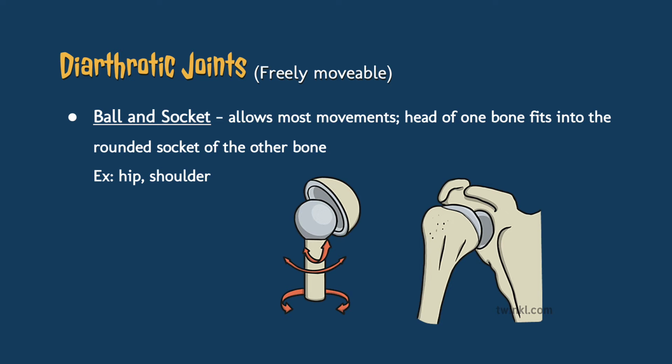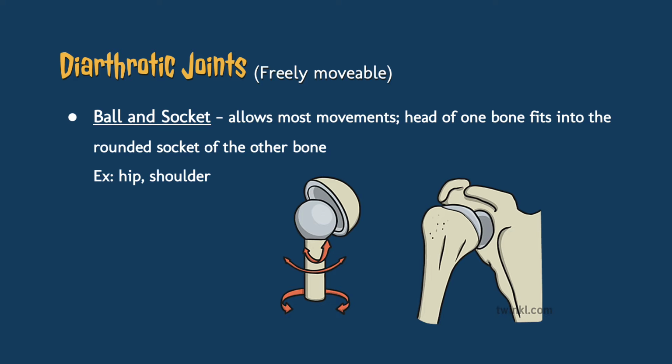So the first type of diarthrotic joint, or the freely movable joints, is called the ball and socket joint. So a ball and socket joint allows most movements, pretty much any direction. It basically looks like if you were to take your fist and then fit the palm of your hand over your fist, that kind of looks like a ball and socket joint. It's just where the head of one bone will fit into a rounded socket of another bone. So this joint will allow you to move in pretty much any direction. Just imagine a sphere, just rotating around that sphere.